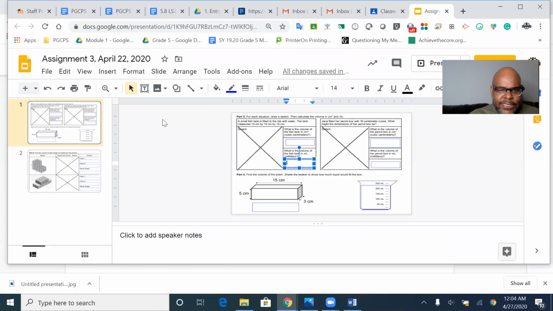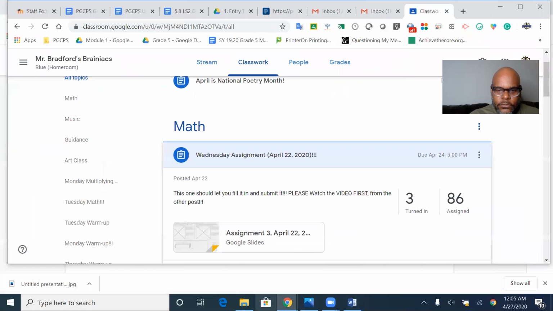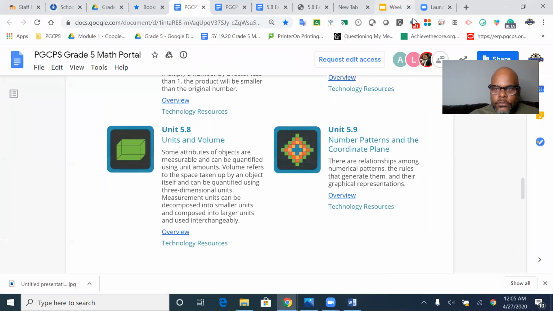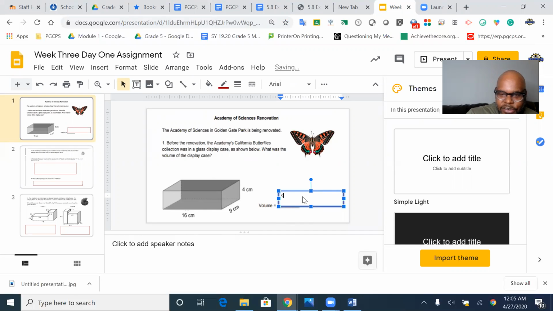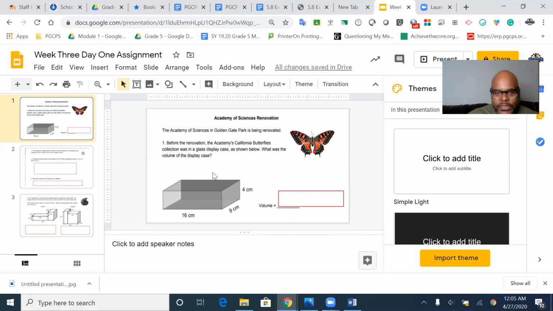All right, it's entitled Week 3, Day 1. The first thing it tells you, question number 1, is: before the renovation of the Academy's California Butterfly Collection was in the glass display case shown below, what was the volume of the display case? So you just solve it and write your answer in the box. Click on the box, double click it, and then type your answer in. That's question number 1.